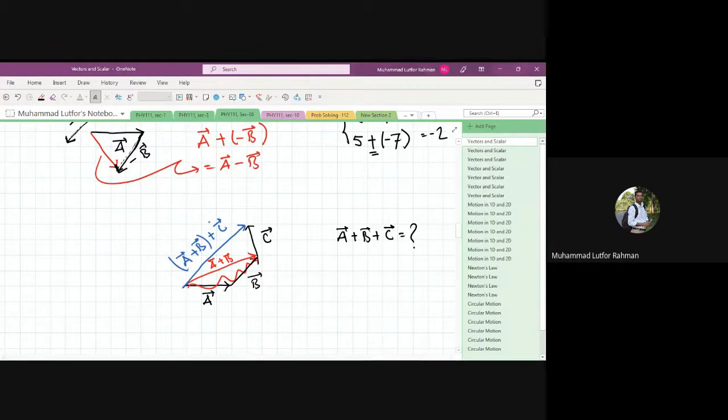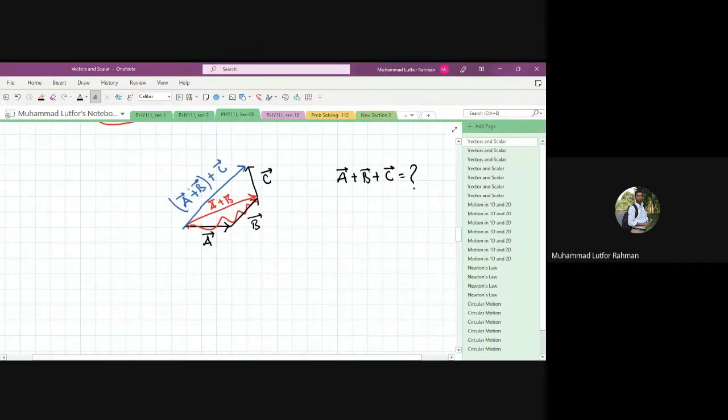Or you can do it in another way. Say you will first add B plus C, this one. So I'm going to add B plus C first. They are head to tail connections. So this is actually B plus C. And this B plus C vector is connected with the head of the vector A, head to tail connection again. Then again, this will be your resultant vector.